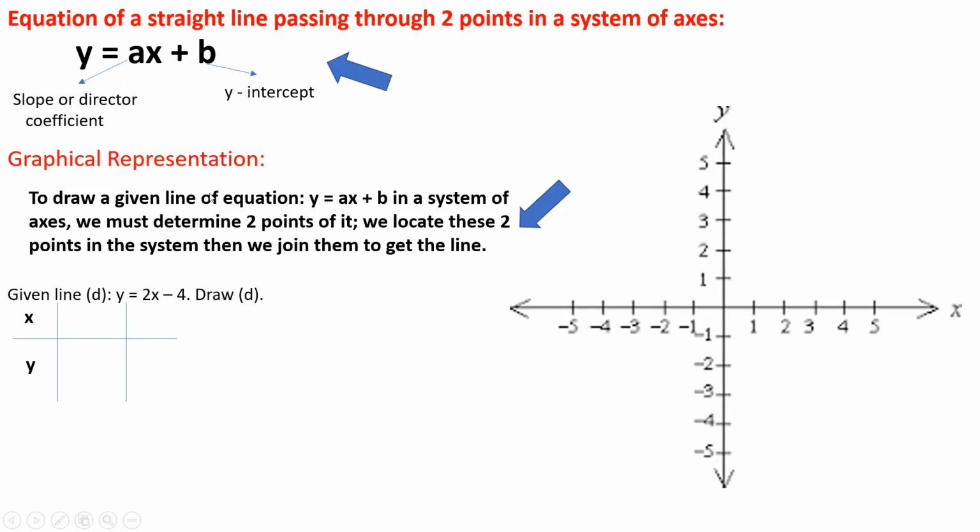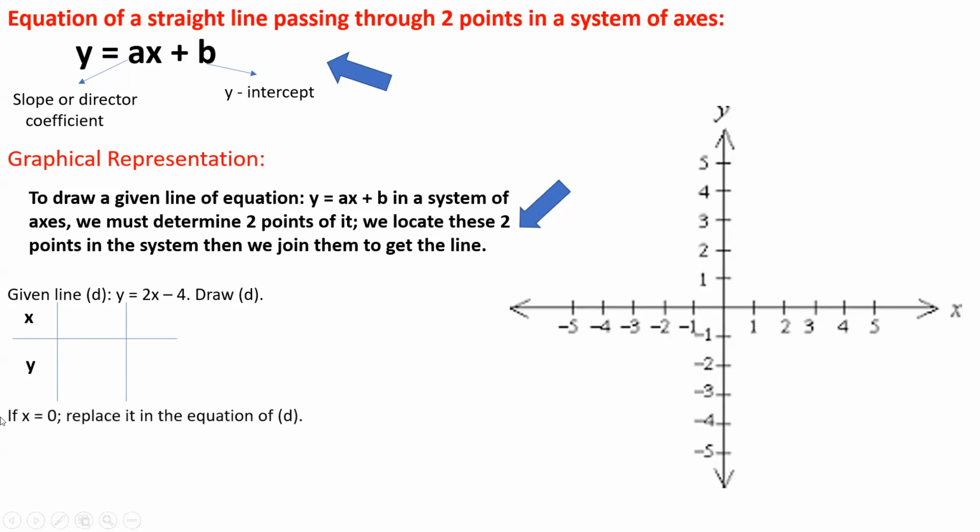Always we will be given a straight line of the equation y equal ax plus b, and we must find or determine 2 points on it to locate this straight line. For example, we are given a line D of equation y equal 2x minus 4, and we should draw D. To draw D, we should make a table with 2 values, x and y. I always start with x equals 0.